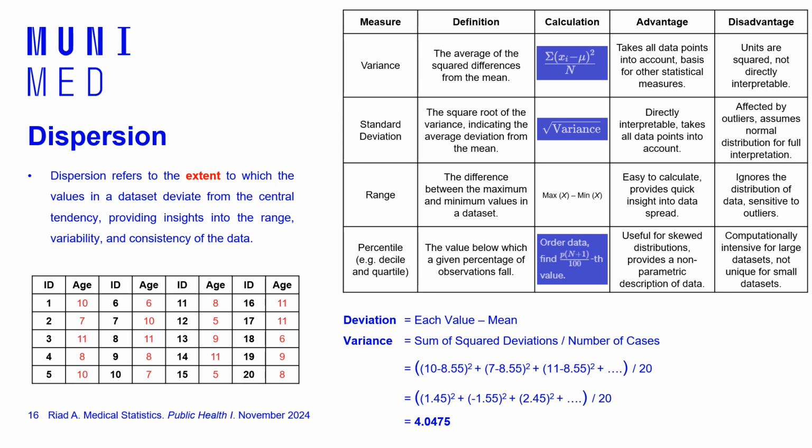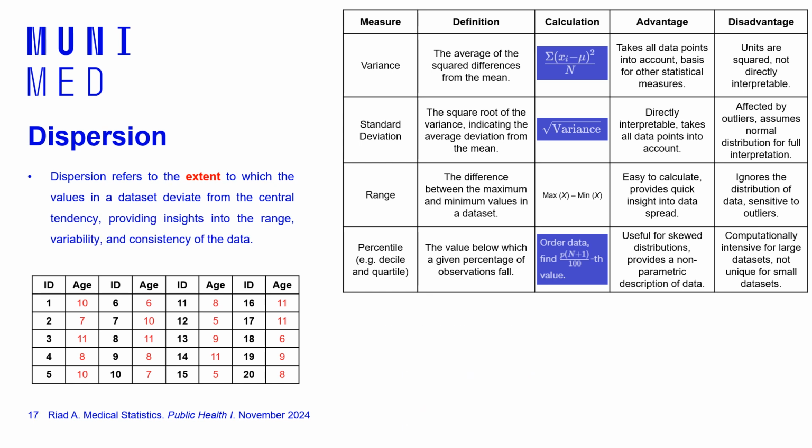And again, variance is the average of the squared differences from the mean. It's good because it takes into account all data points. However, it's not directly interpretable. But it's important, as I said, because we will use it for the next step, which is standard deviation. A standard deviation is the square root of the variance, so it is directly interpretable, and unfortunately it can be somewhat affected by outliers. So the standard deviation is the square root of the variance, which was 4.475, and this was 2.012. Okay, so this was the standard deviation.